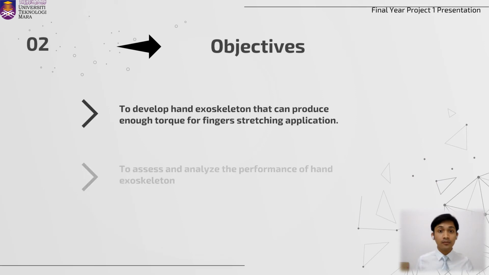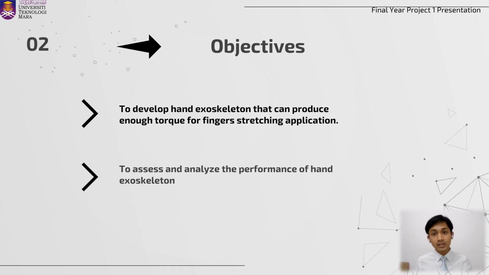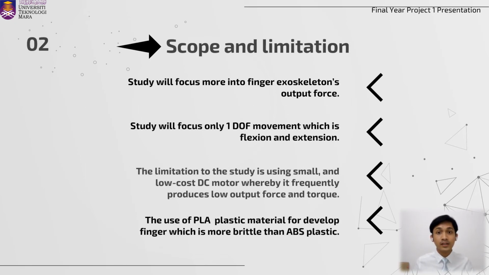Thus, my objective for the project is to develop a hand exoskeleton that can produce enough torque for finger stretching application while reducing its size. The second objective is to assess and analyze the performance of the hand exoskeleton once I have finished fabricating a fully functional hand exoskeleton. So my study will focus on investigating the finger exoskeleton output force, whereby it should give adequate force for finger exercise by involving only 1 degree of freedom movement, which is extension and flexion of finger movement.